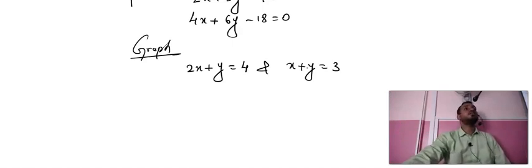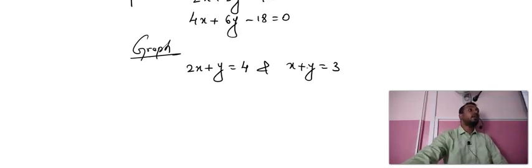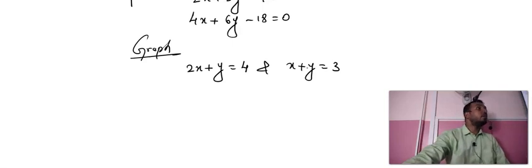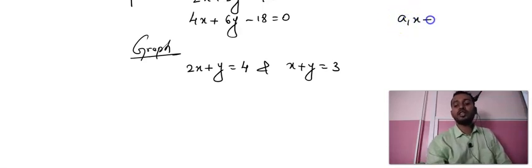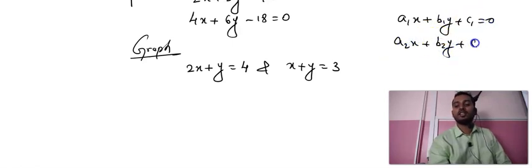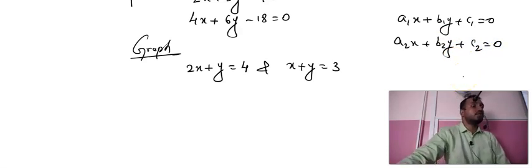Concepts are clear? Understood? Try to solve some basic problems related to this graphical method, where you can expect a 4 mark question. And from the table which I said, consistent, inconsistent, from that part you can expect a 1 mark question. And you know the standard form of a pair of linear equations: a1x plus b1y plus c1 equals 0, a2x plus b2y plus c2 equals 0.